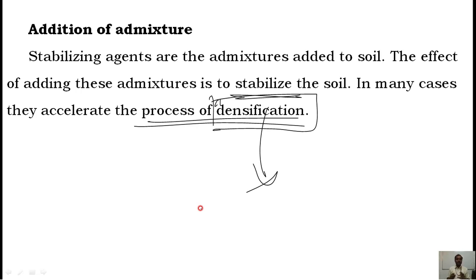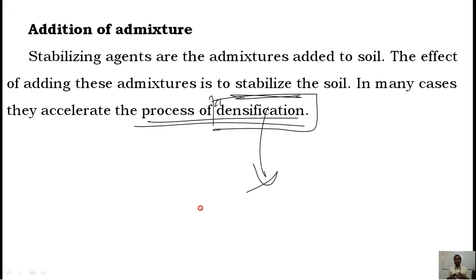Now these are the parameters which will affect your compaction. Therefore, whenever you go for compaction, you need to observe these parameters and handle them nicely in the field. Now, thank you very much. In this class we studied the types of factors affecting compaction. Thank you very much.